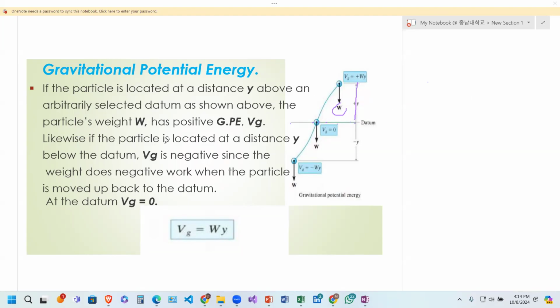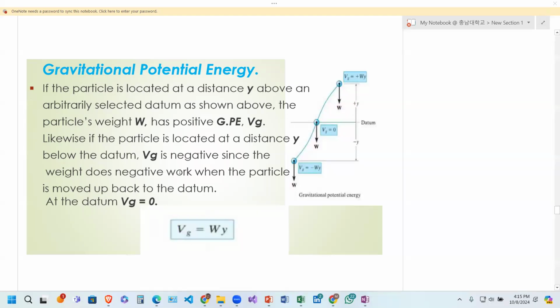Likewise, if the particle is located at a distance y below the datum, then the gravitational potential energy, which we call Vg, is negative, since the weight does negative work when the particle is moved back up to the datum. At the datum, the beginning point, there is no gravitational potential energy, so it is 0. So Vg is given by the weight times the vertical distance it covers. I hope that is very clear.